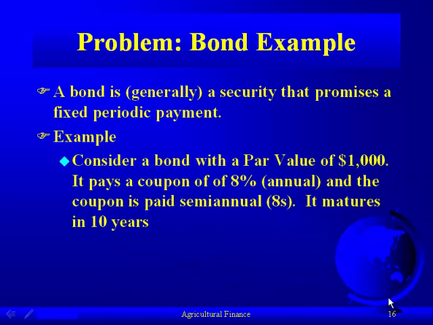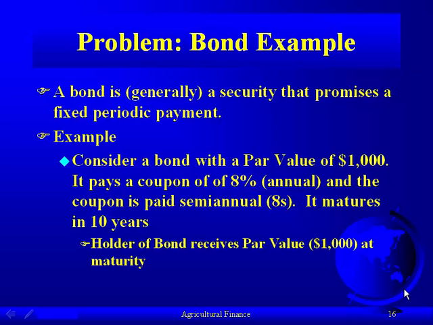An example, consider a bond with a par value of $1,000. It pays a coupon of 8% annually, and the coupon is paid semi-annual at 8%. It matures in 10 years. It may have been issued 20 years ago, may have been a 30-year bond, but at this point in time we're assuming that there are 10 years left on it with semi-annual payments paid at 8% annually.